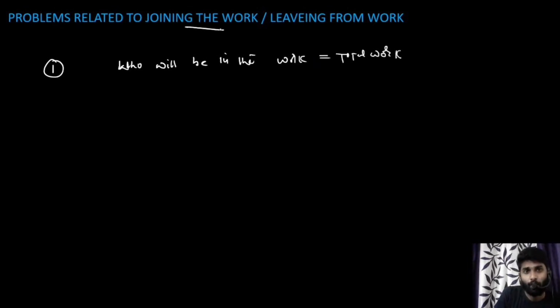Now you can see who is joining the work and who is leaving the work; you need to observe this from the question. Let me explain with one example. See, A and B start working together.